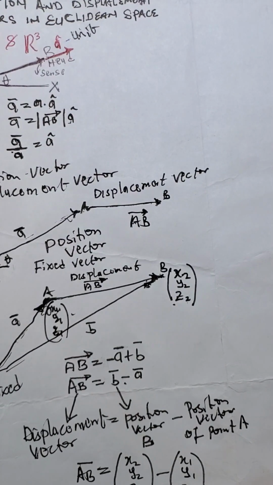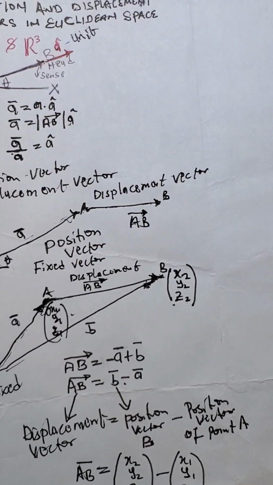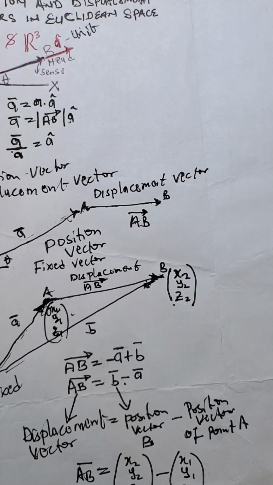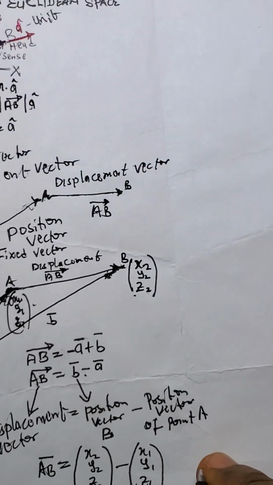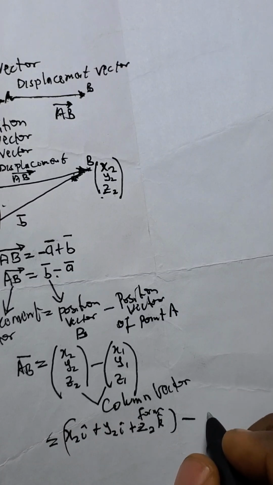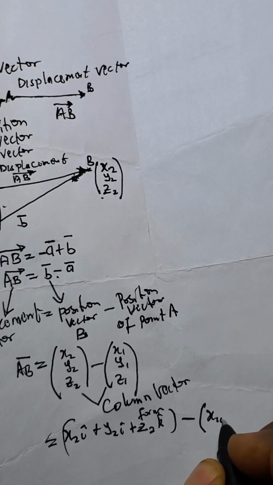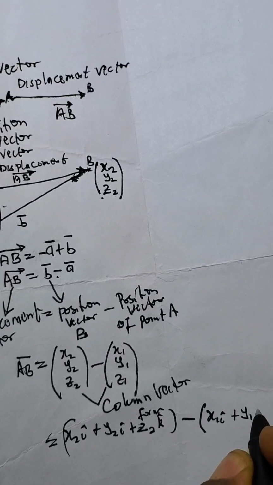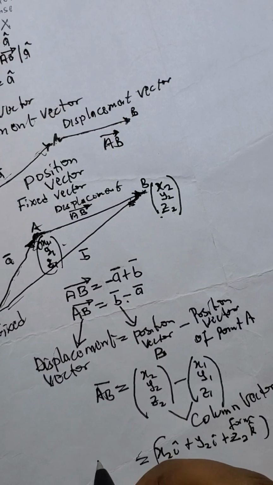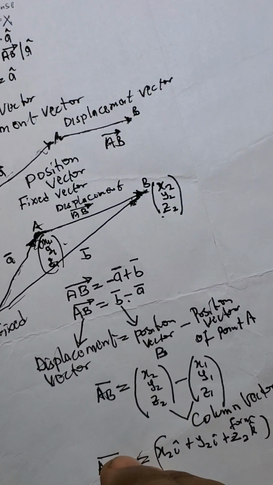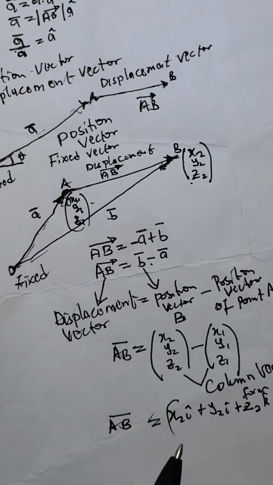I can write this one in rectangular form as x2 i plus y2 j plus z2 k, then minus x1 in the direction of i plus y1 in the direction of j plus z1 in the direction of k. So that is the expression for displacement vector AB. So I believe that you have taken note of the difference between position vector and displacement vector. Now let's do an exercise relating to what we just did.